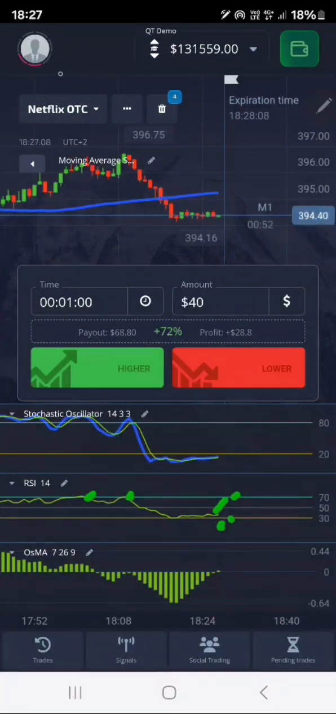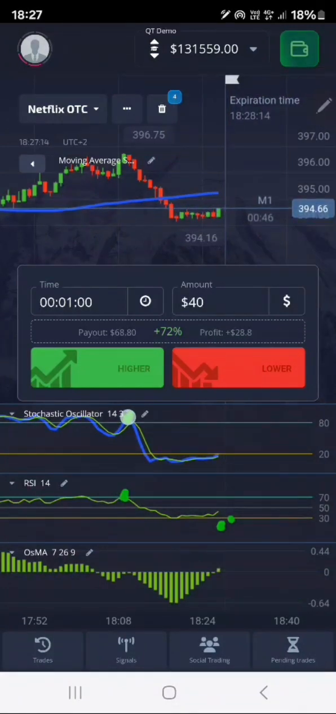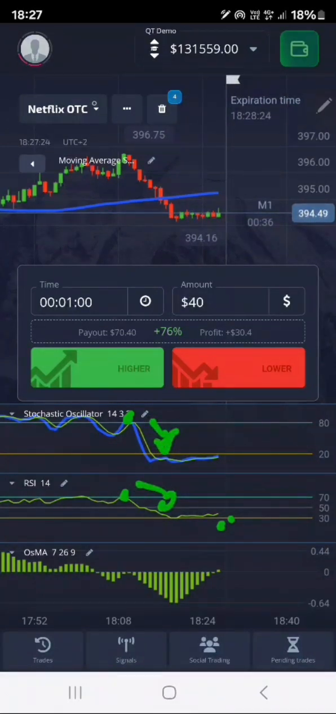Let me make it clear. Look at here, when the RSI touched here, the stochastic also touched. So we have two signals. So if it touched here, it means there's a possibility of reversal, and indeed it went down on both sides. So that's what you check. That's how you know how to enter on the strategy, ladies and gentlemen. Simple strategy, simple analysis.